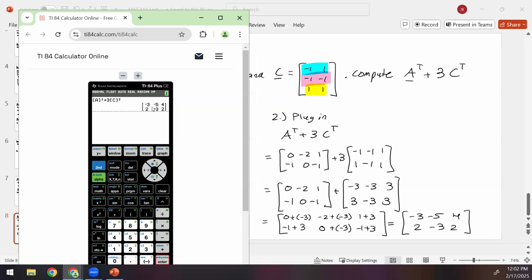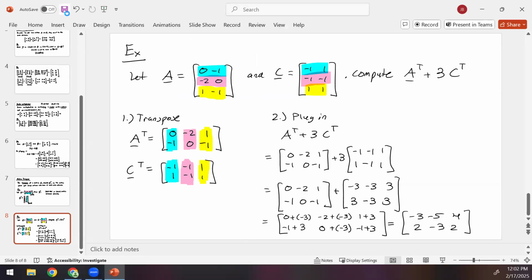-3, -5, 4, 2, -3, 2. So yeah, we got the same answer. So that's how we can combine all of the operations into one problem.